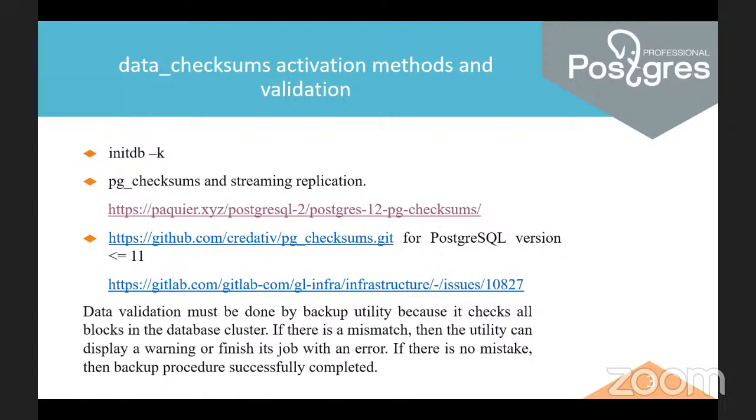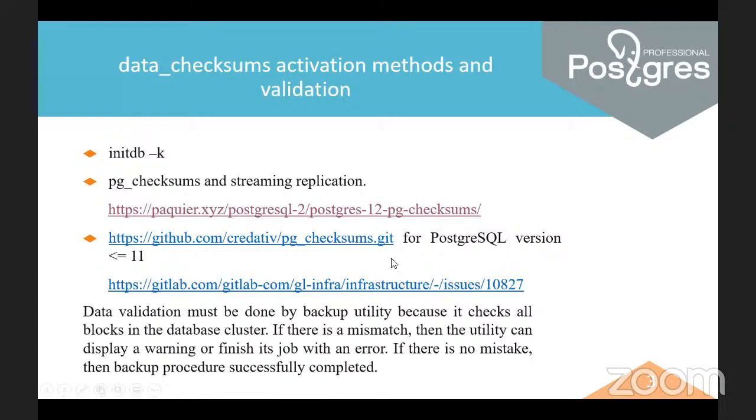And what should a backup utility do? It should scan all data blocks, compare the checksums, and if it encounters any mismatch, it must report an error and exit. Or it can display a warning and continue to do its job, since we want to know which data blocks are corrupted.